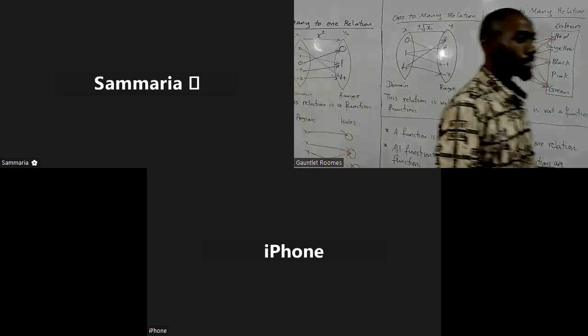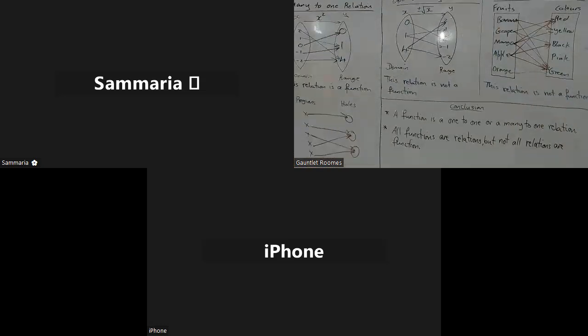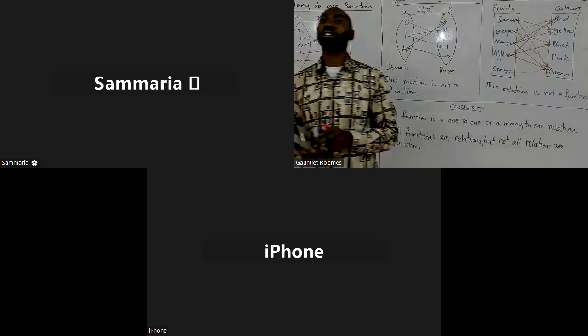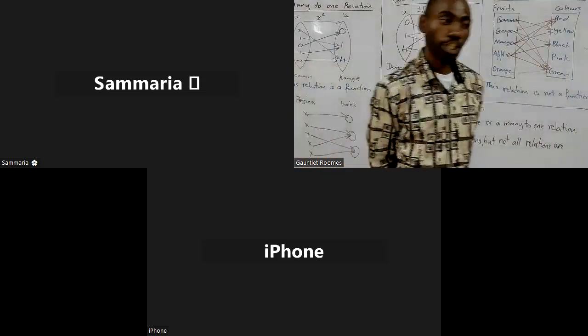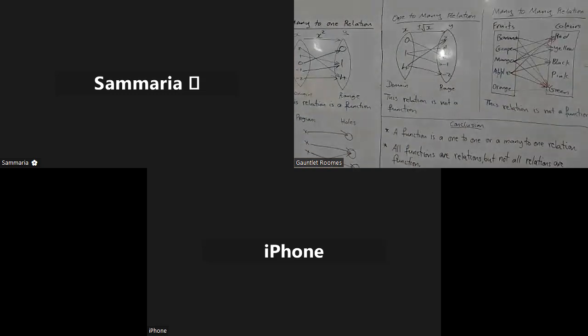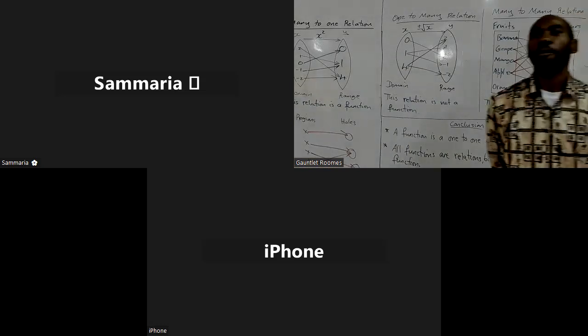Now, this sets the groundwork for what we are going to launch into next class. We will be looking at how to evaluate functions. We will also look at rational functions. We will look at composite functions, and we will look at the inverse of a function.